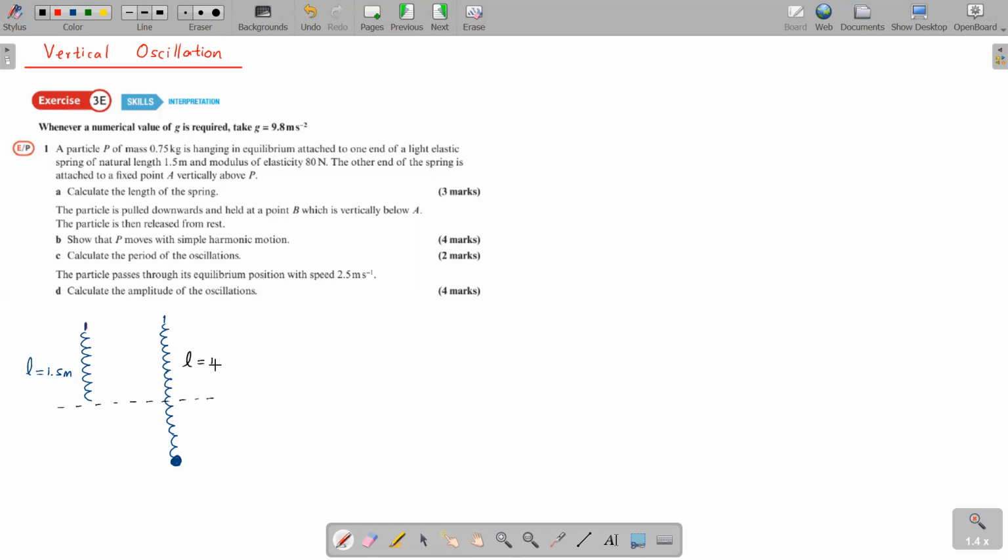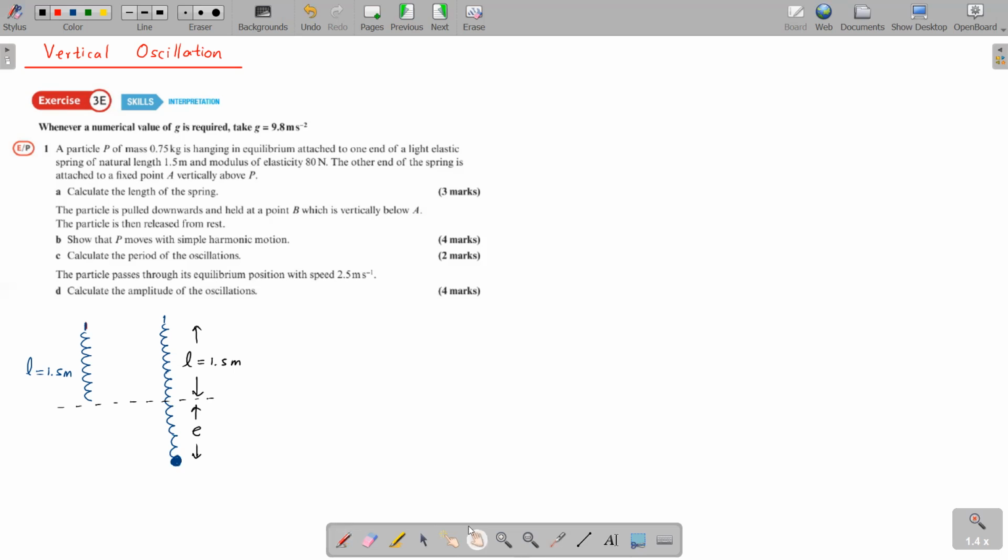So natural length is 1.5 meters. Guys, do you agree? Okay, and then I will mark this length as E. E is the natural extension, because of the weight of the particle. Due to the weight of the particle, the string will slightly displace. I will name that displacement, the amount the string is stretching because of the weight, as E.